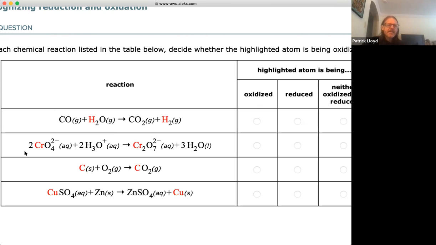Okay. Let's take a look at this one right here. Now, this one's a little harder, right? We have a polyatomic ion. How are we going to figure out what's going on with the chromium? So I'll do that one on paper.